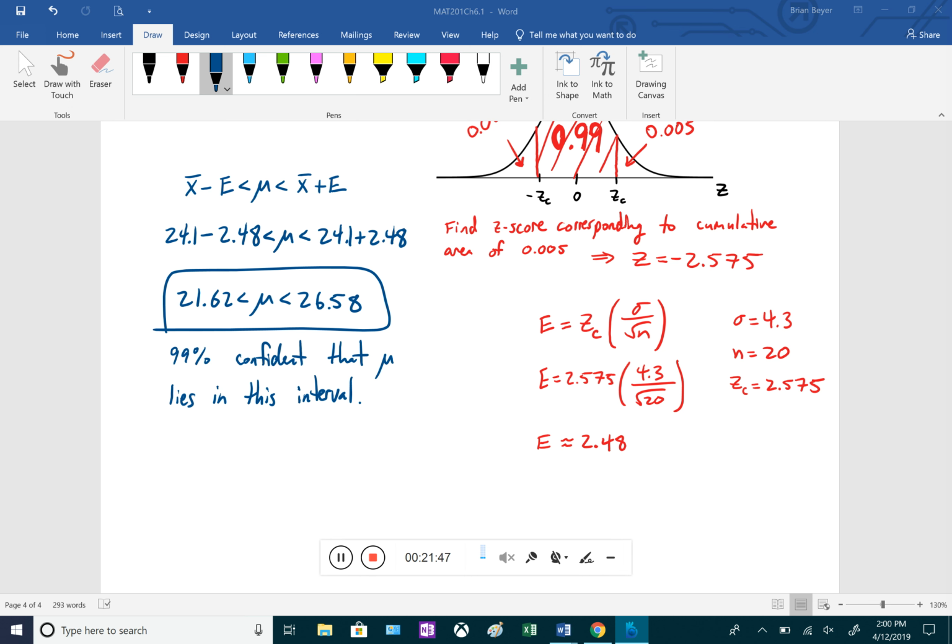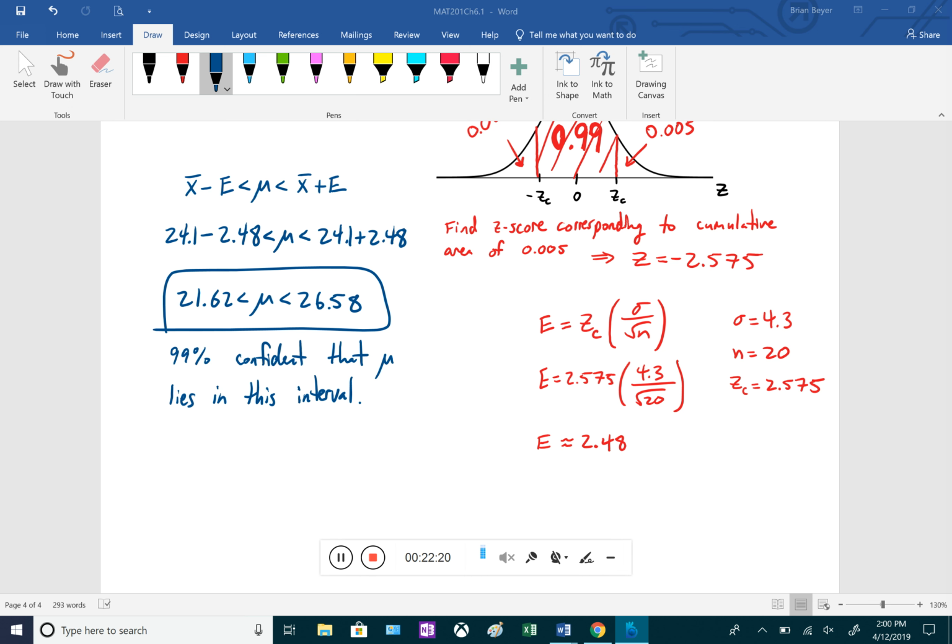Okay, that's it for chapter 6.1. We are just making assumptions about the population mean, coming up with an interval that it lies within, given the sample mean and the population standard deviation. This was done using the z-table and the z-distribution. For the next section, we're also going to be doing confidence intervals, but when the sample standard deviation is given, not the population standard deviation.